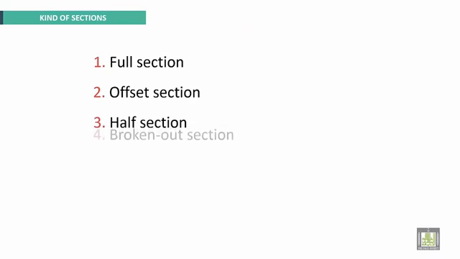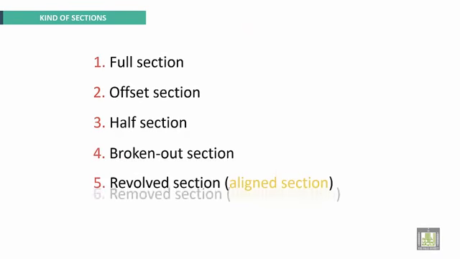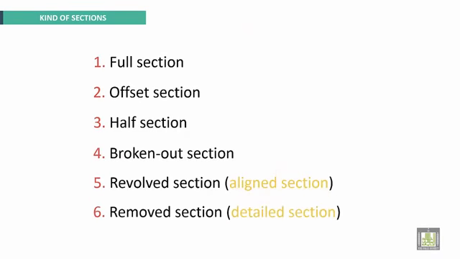So many kinds of sections are present in engineering drawing. The first one is called full section, second offset section, third one half section, broken out section, revolved section aligned, and removed section. This is called also detailed section.